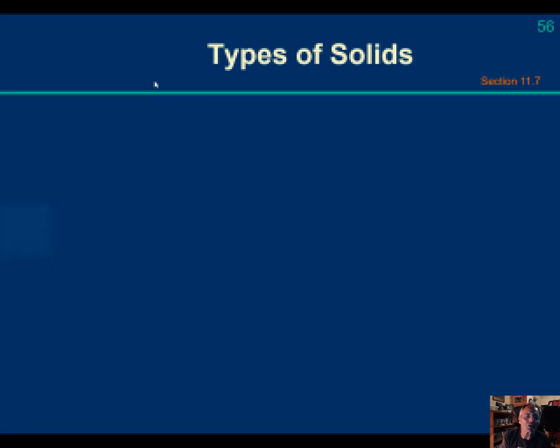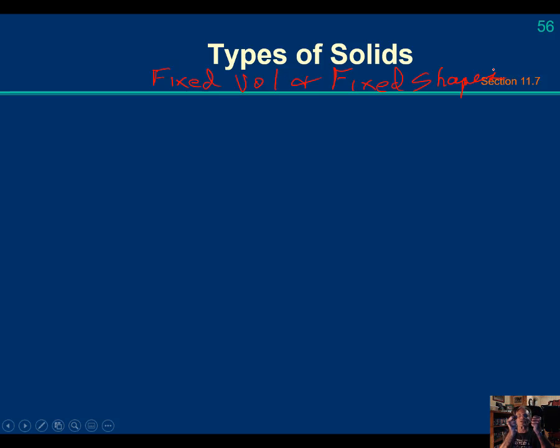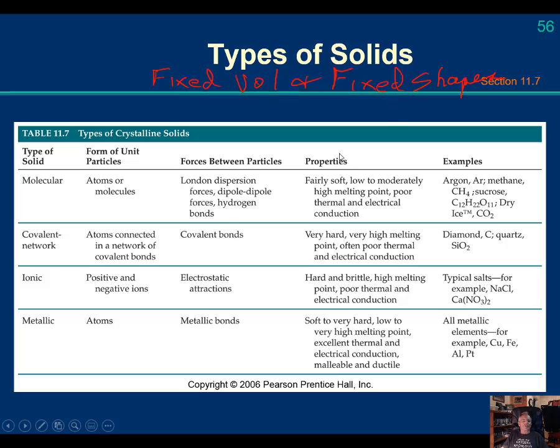We want to focus on solids right now, and you remember the physical properties of solids. They have a fixed volume and a fixed shape, and that's because the particles of solids are in fixed positions and they're just vibrating in those positions. Well, not all solids are the same, so let's take a look at several different types.